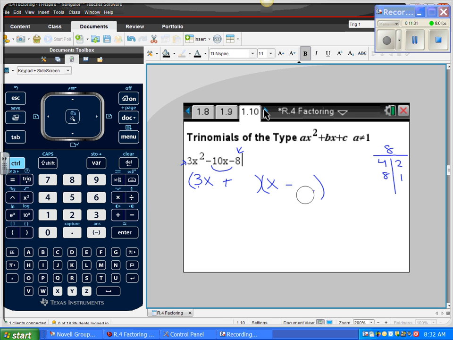Okay? So what if I switched places, 2 and 4? Well, let's try again. 3x times x is 3x squared. 3x times negative 4 is negative 12x. Positive 2 times x is plus 2x, and then 2 times negative 4 is negative 8. Is that going to give us that negative 10? Yes, it is. So there is our solution, okay? So I had to do it twice. I didn't get it right the first time, and that's okay. You just have to continue pushing forward and trying something else.